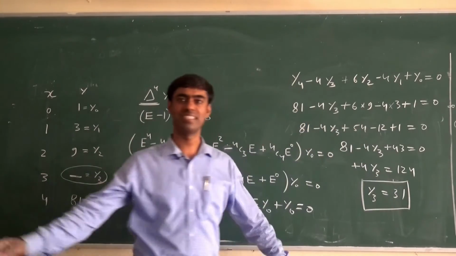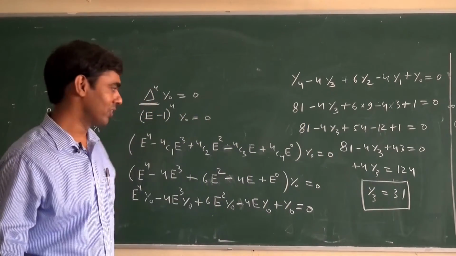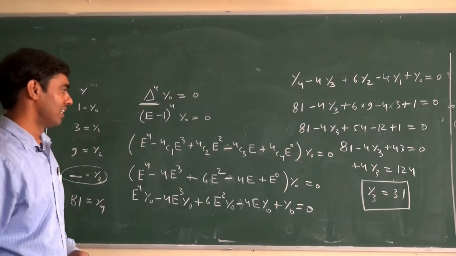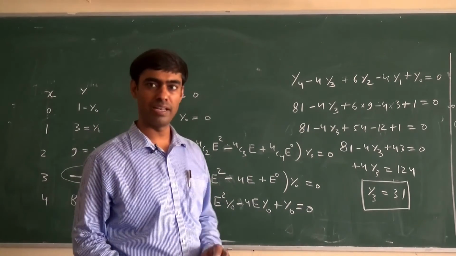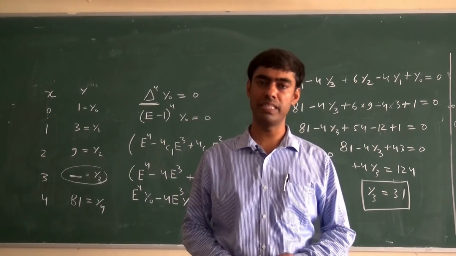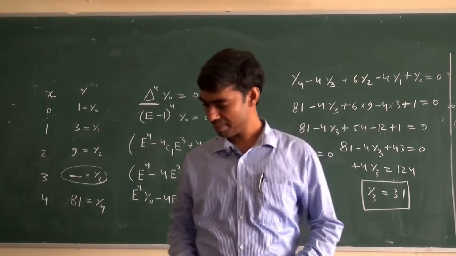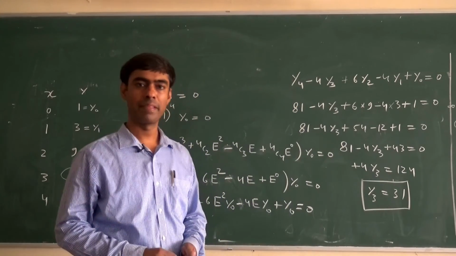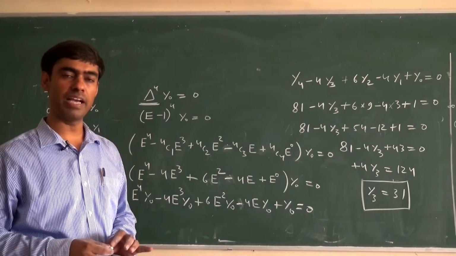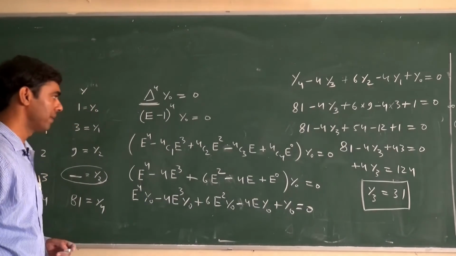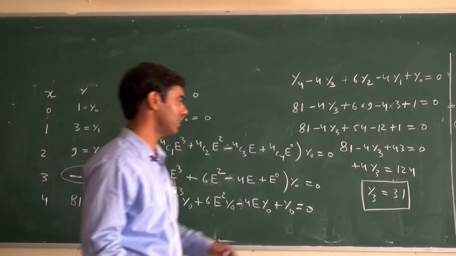So what is the value for the missing term y3? y3 is 31. We find this with the help of the shift difference operator. Also, we can find this missing value with the help of a difference table. Here y3 equals 31.